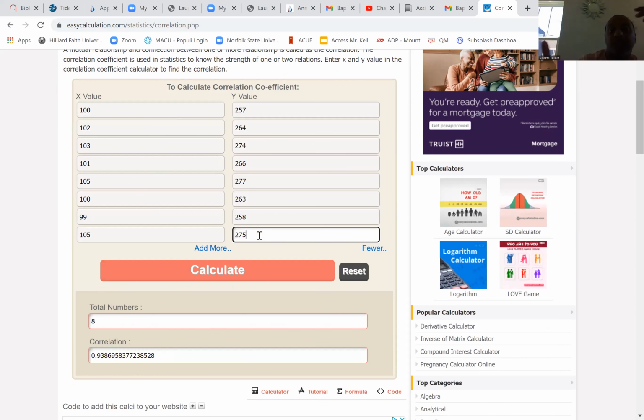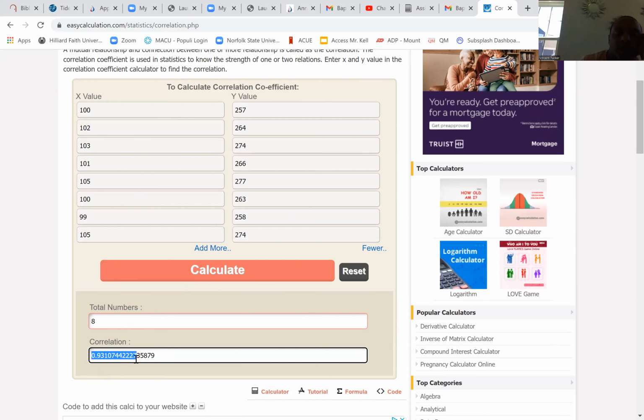Make sure you go back and look at your data set, because if I change this to 274 instead of 275, notice I get a different number, 0.93107, whereas with 275 we got 0.9380869. So you will get a different number if you mess up on just 1 digit. Always make sure you go back and look at what you've done before you type your answer into MATLAB.